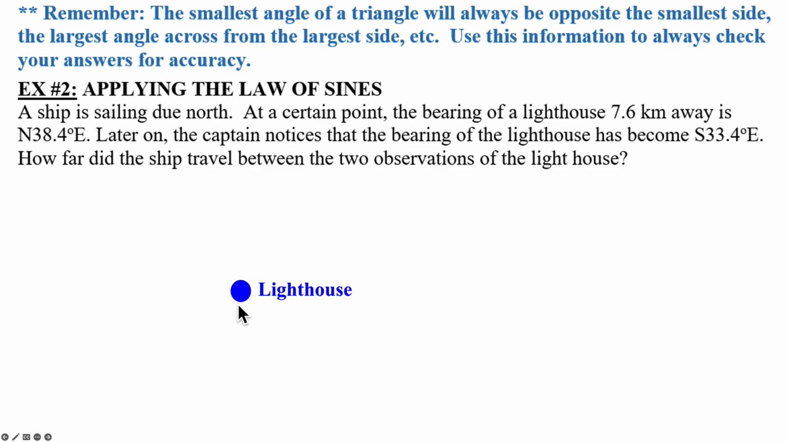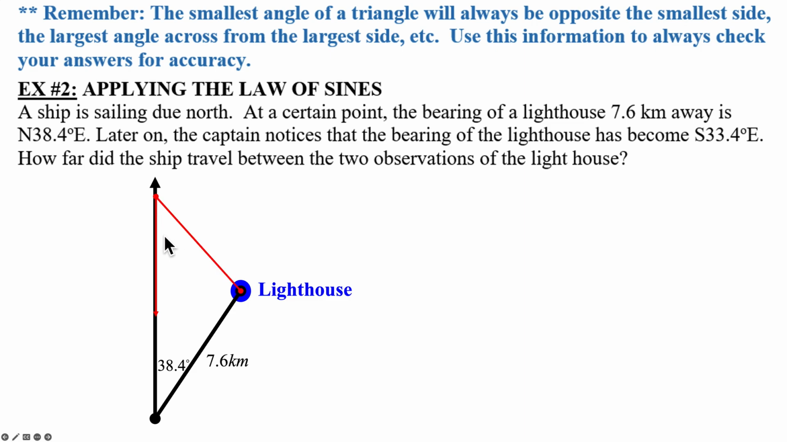So when I draw my lighthouse and I draw my north line, I want the lighthouse to be east of my north line. So first bearing, north 38.4 degrees, and it was a length of 7.6 kilometers. The ship continued sailing north, and then they took another observation. Let's say it was right here at this red dot. That's the south line, 33.4 degrees to the east. Here's my triangle.